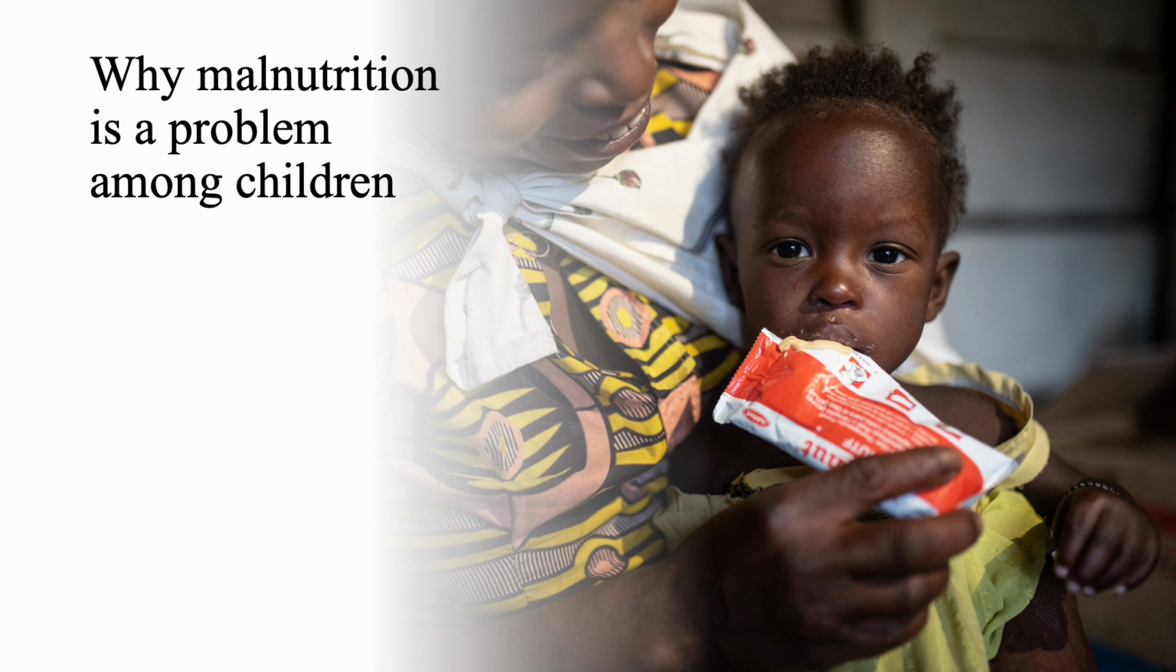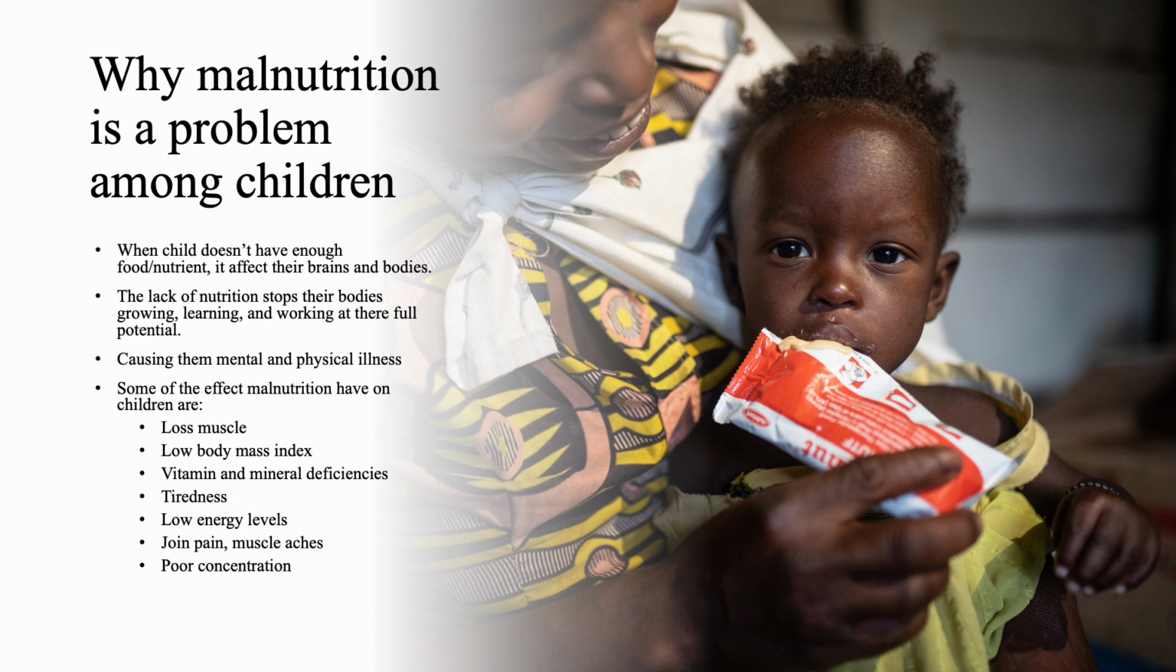Why malnutrition is a problem amongst children. When a child doesn't have enough food or nutrients, it affects their bodies and brains. The lack of nutrition stops their body from growing, learning, and working at their full potential, causing them mental and physical illness such as low muscle, low body mass index, vitamin and mineral deficiency. It makes them more tired, with low energy levels, joint pains, muscle aches, and poor concentration during school, all of this affecting their everyday life.